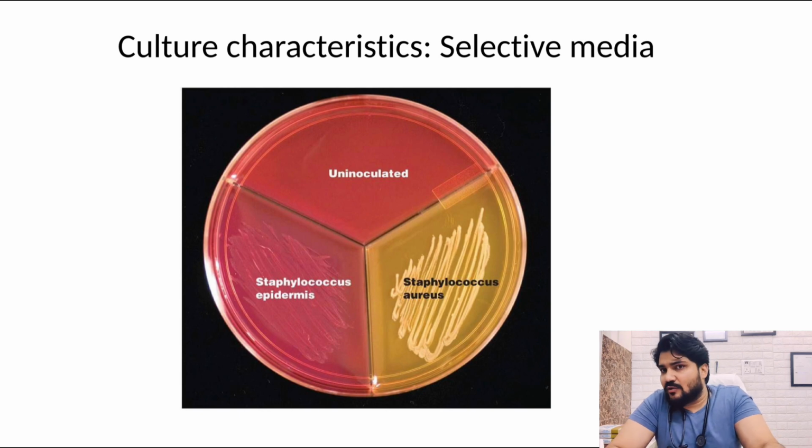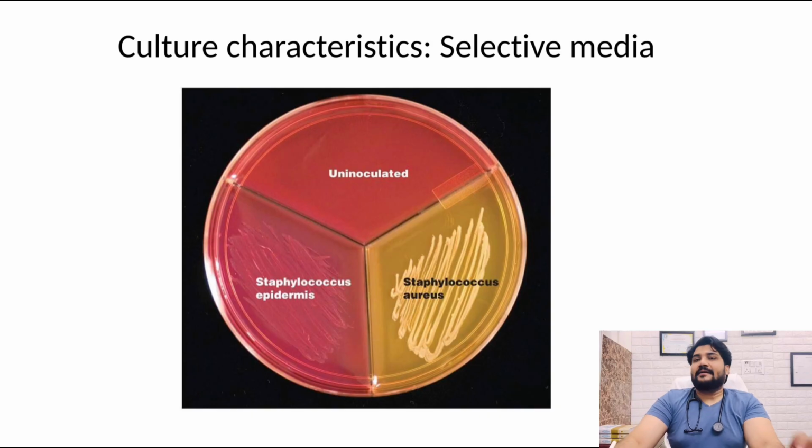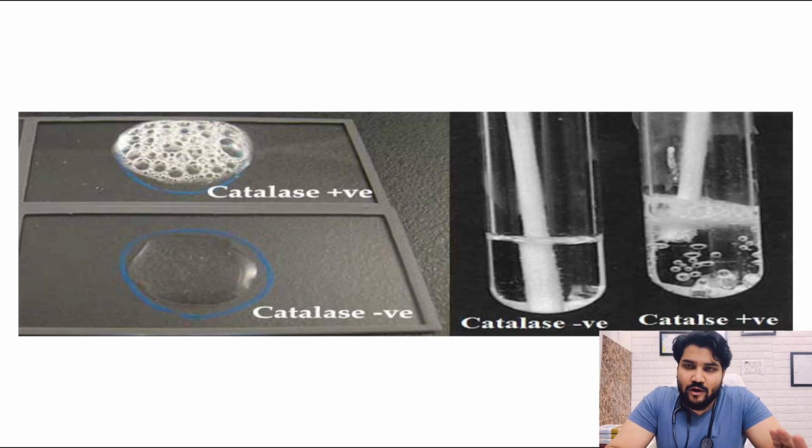We do not worry about the normal commensals. We are going to worry about this Staphylococcus aureus only. The most characteristic finding, whenever you are getting colony in the culture, after that you have to perform the catalase test. Catalase is very diagnostic for your Staphylococcus differentiation.